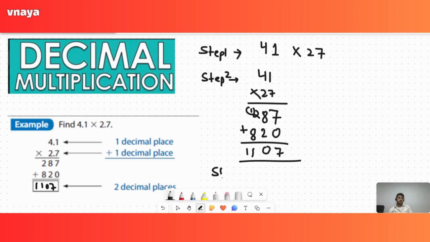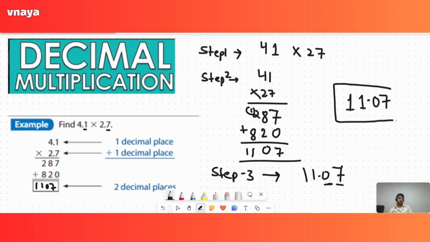Now what will you do? Step 3, which will give you your final answer. Write this 1107. Now count how many total digits are there after the decimal in both the numbers, including both. So one digit here and one digit here, right? So in total you have two digits after decimal, right? So in your final answer there should be two digits after the decimal. So where will you put your decimal? Before two digits, 1, 2, and here. Excellent. So what is your final answer? 11.07. Okay, so this is our final answer, 11.07.